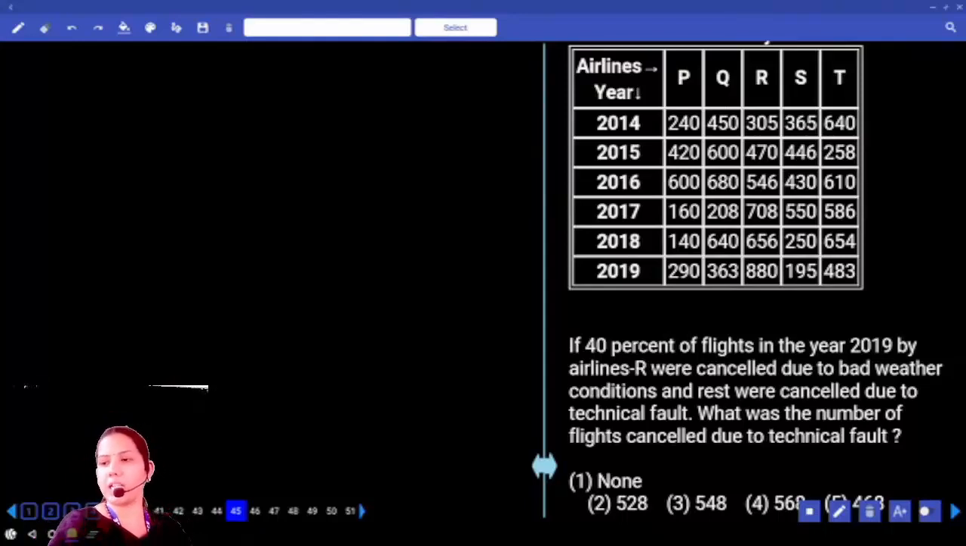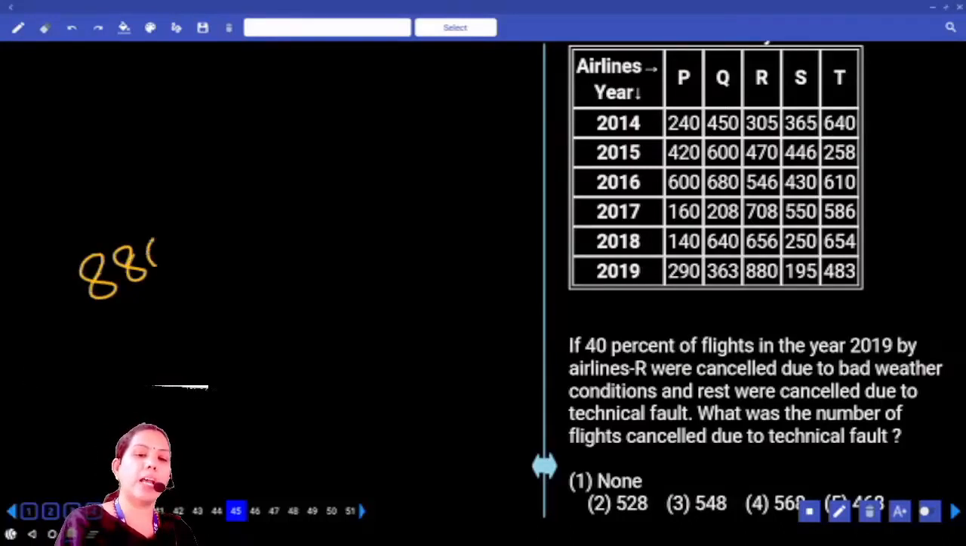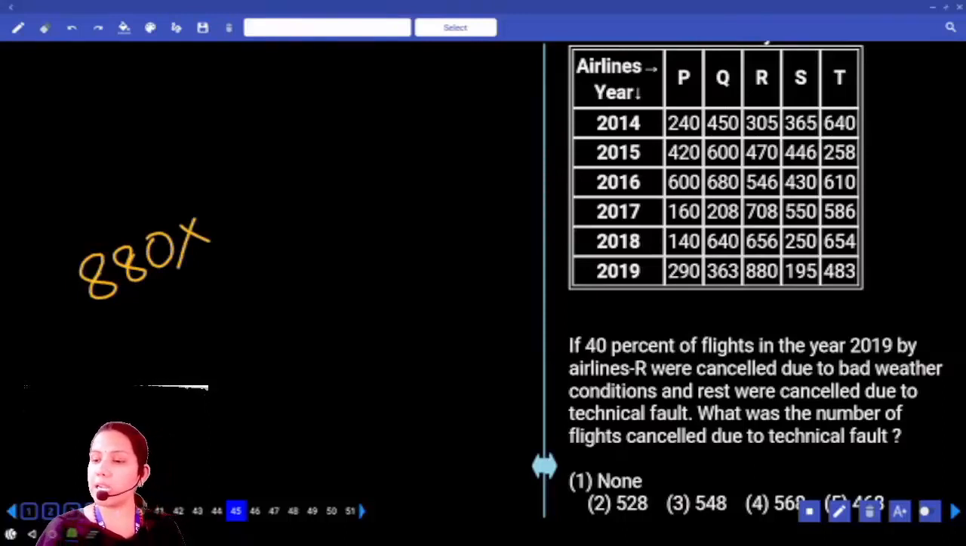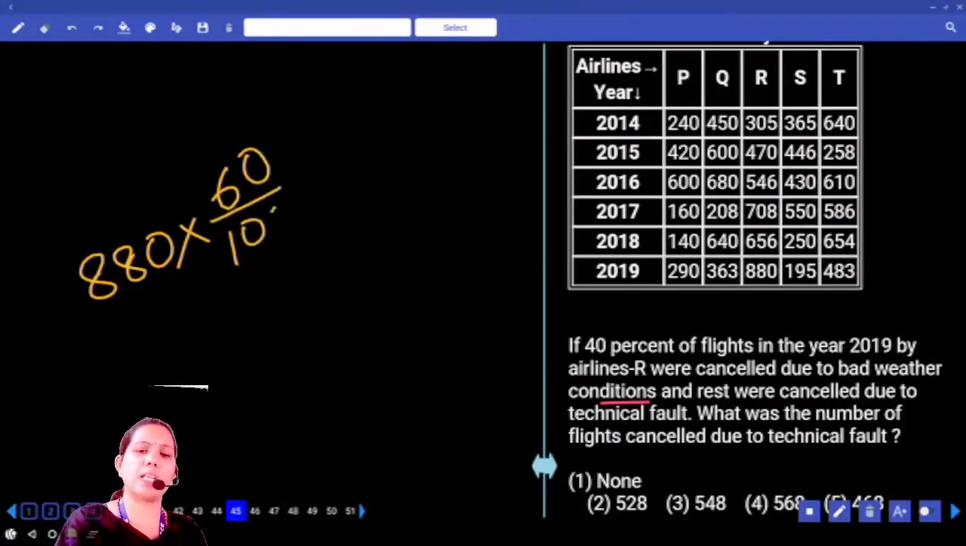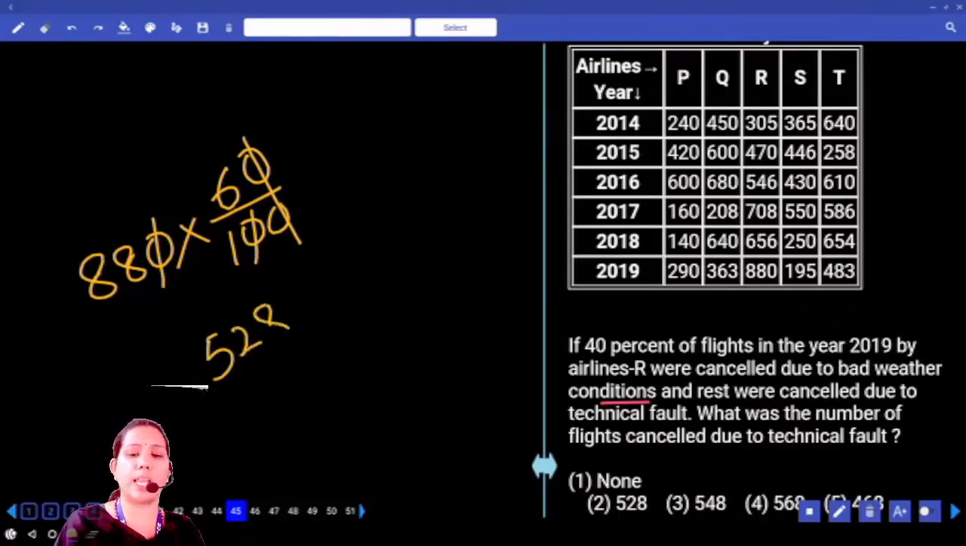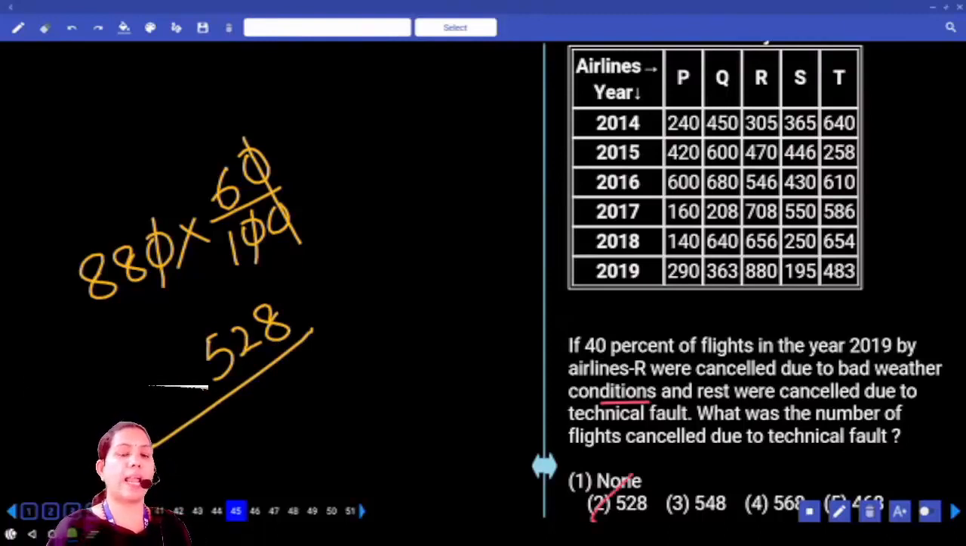Question 45. If 40% of the flights in the year 2019 by airline R were cancelled due to bad weather condition and the rest were cancelled due to technical fault, what was the total number of flights cancelled due to technical fault? 2019 airline R value is 880. Out of 880, 40% were cancelled due to bad weather. Then how much percentage were cancelled due to technical issues? 60%. 88 into 6, that is 528. So the answer is the second option.